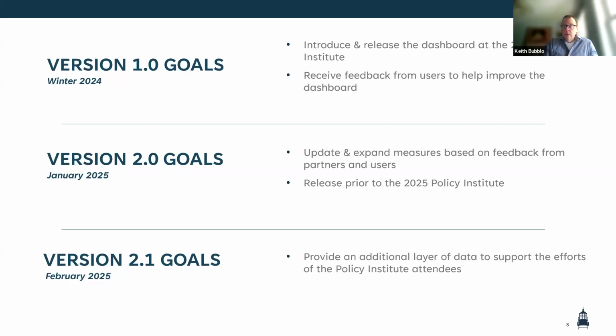I will point out that we are still seeking input because it's a resource for everyone. We wanted to make it as user friendly as possible. And I'll show you when we get into the demo, there's a little contact information there that you can put in if you wanted to offer some suggestions, which we'd love to hear. So the version 2 goals: expand and update the measures based on the feedback we got from users initially. We released it again at the Policy Institute in DC this past winter. And then in February we added a few other things to support what the Policy Institute was focusing on, which I'll show you here.